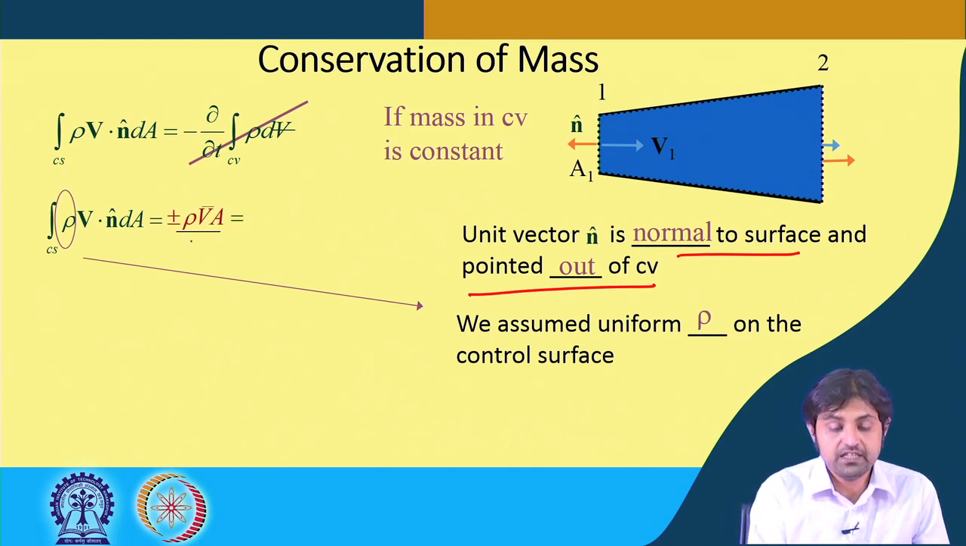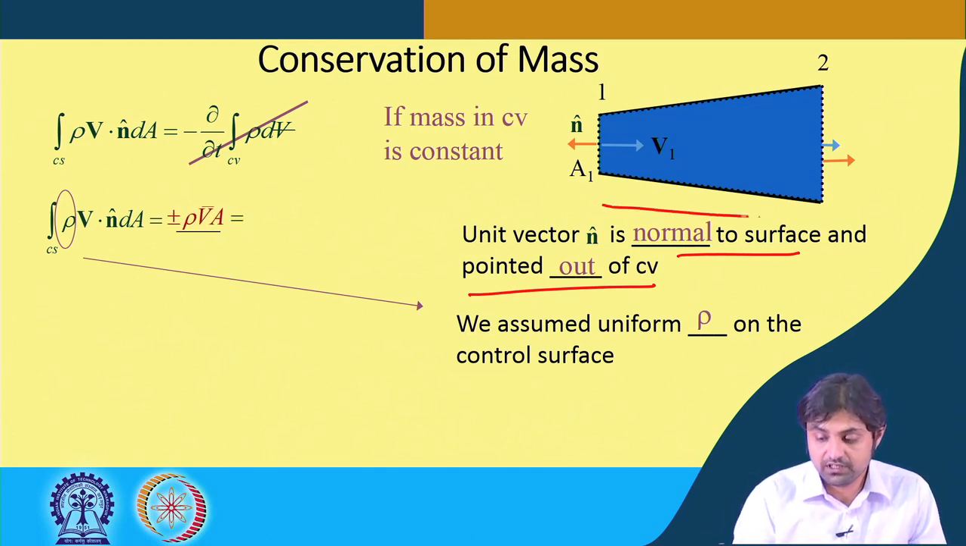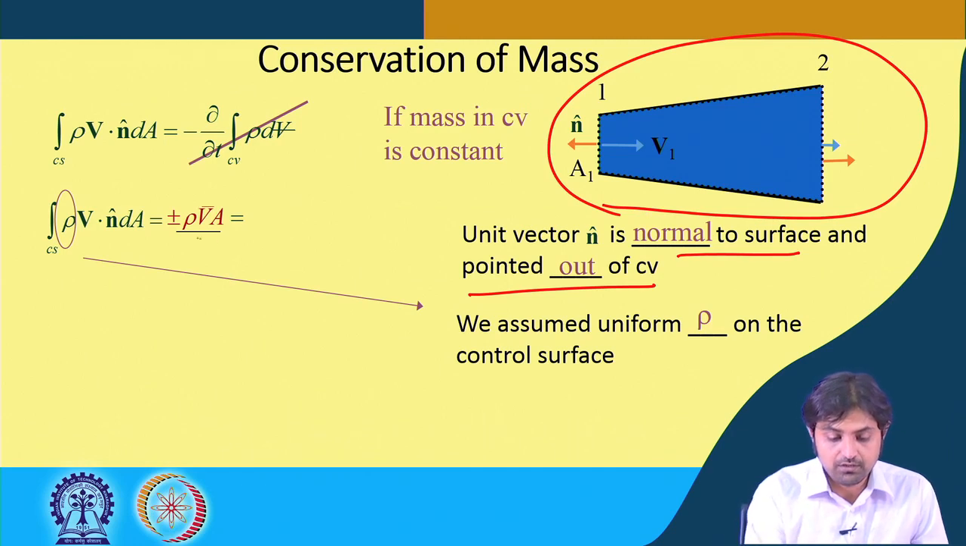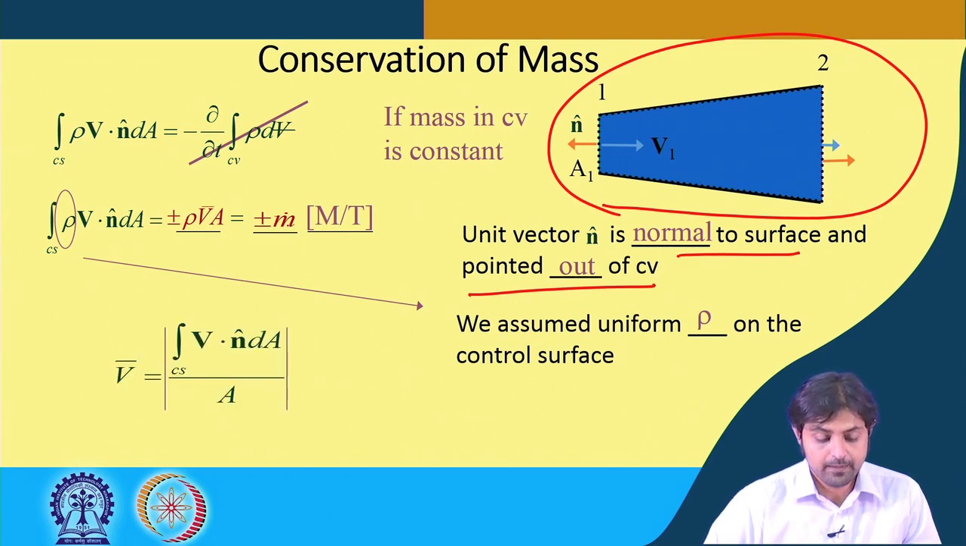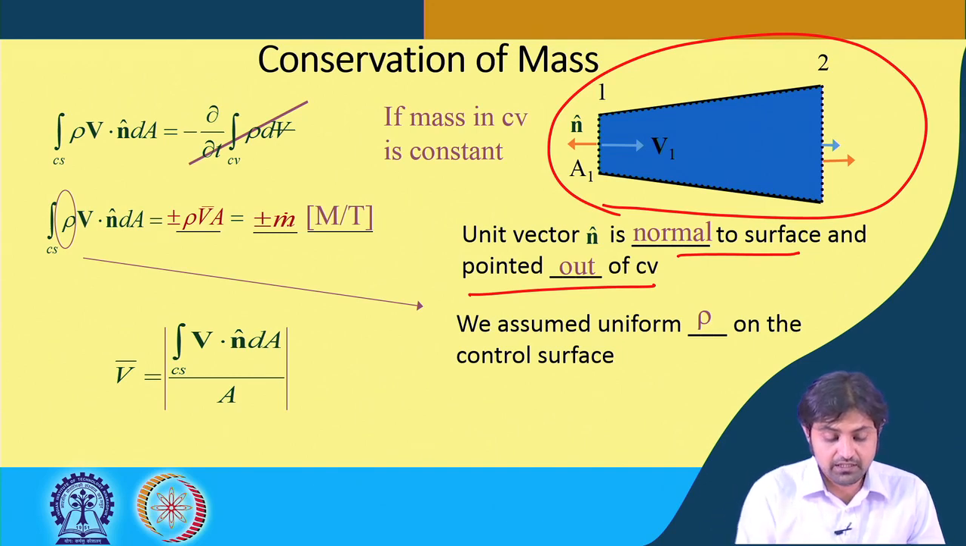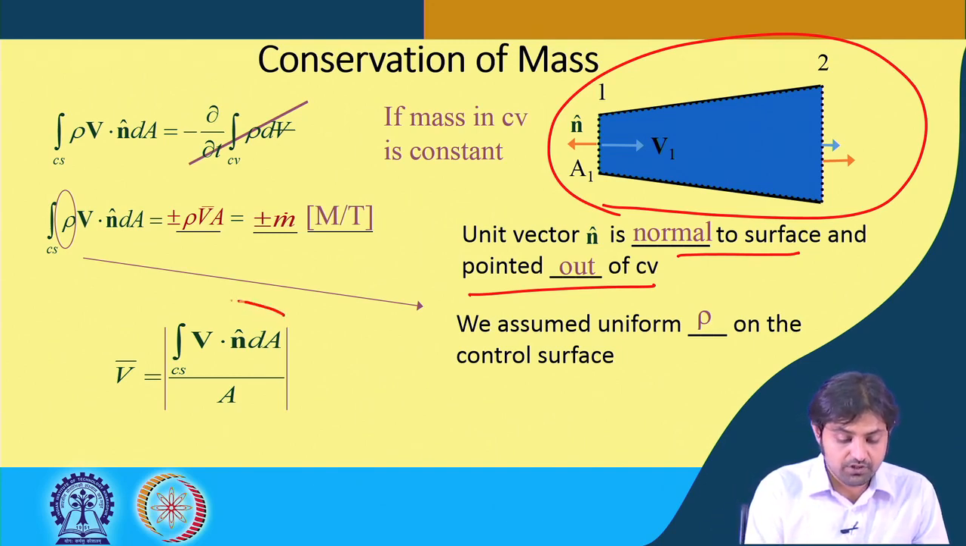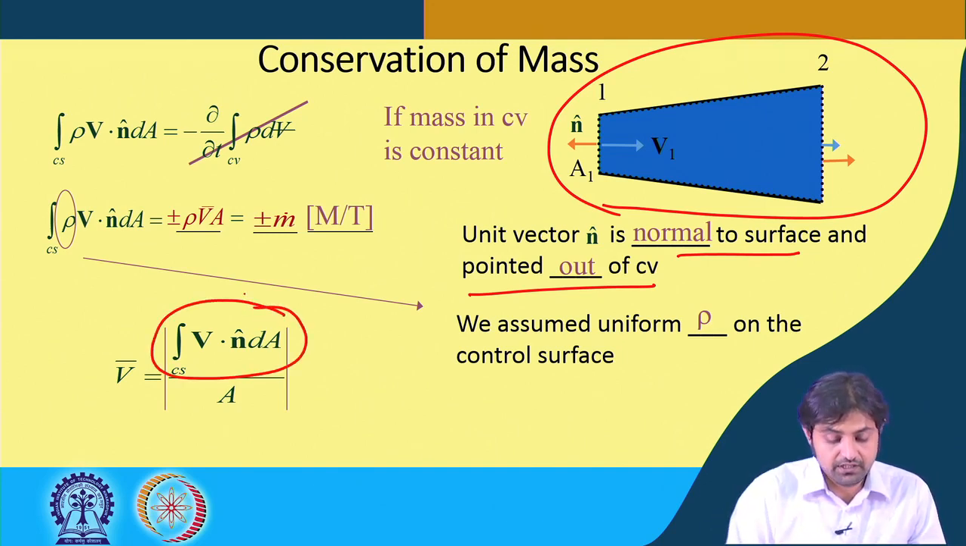So, we can simply write for this particular case plus or minus rho V bar A is equal to the rate of change of mass, or mass per unit time. So, we can simply write the average velocity, V bar, as the integral of V dot n dA divided by the whole area of the cross section.